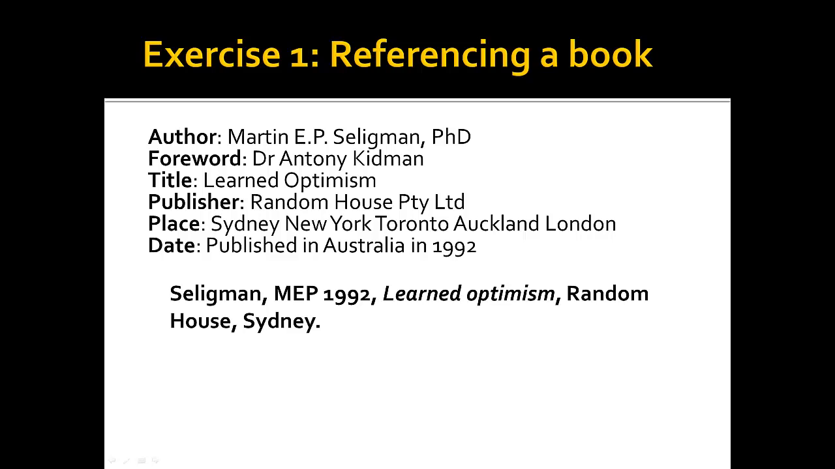And it was published in Australia in 1992. But we write Seligman, M.E.P. We don't list the author's qualifications. 1992, Learned Optimism. The title of the book goes in italics, and we use minimal capitalization. So even though it's written on the book as maximal capitalization, we use minimal when we're writing the title.